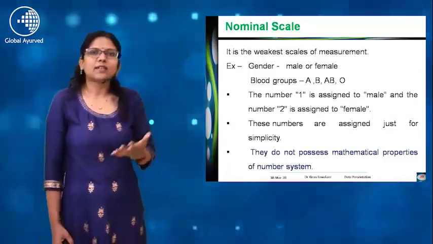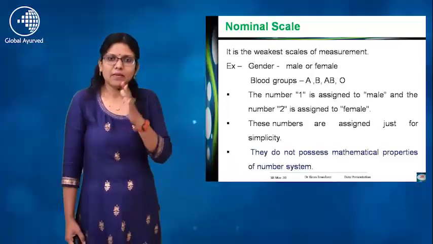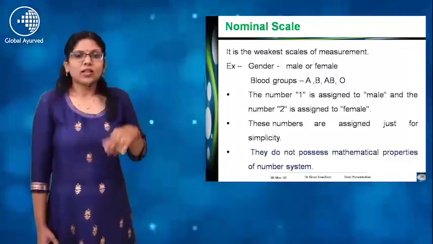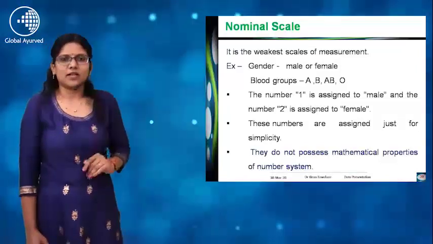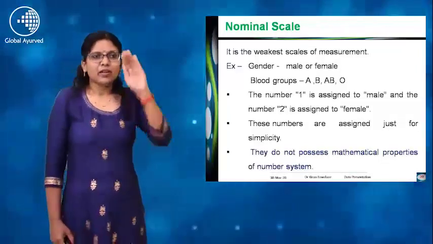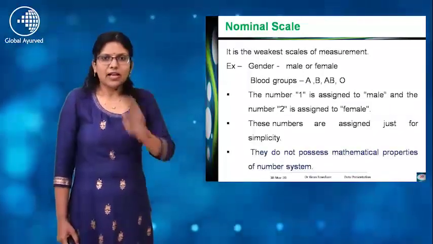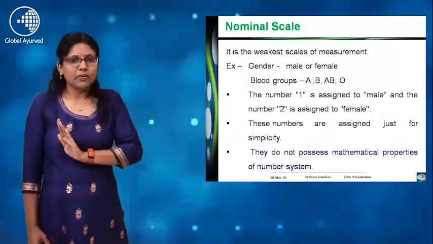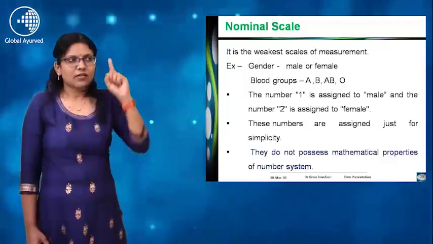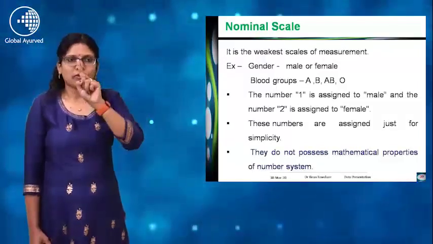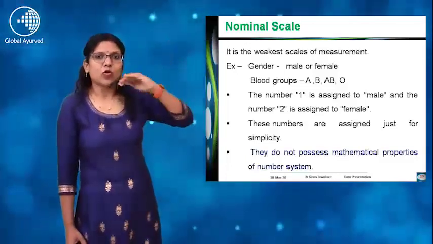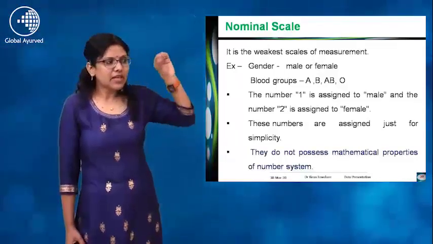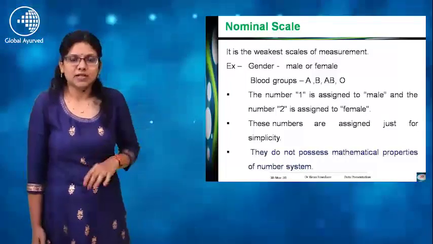Or we can take another example, blood group A, B, AB and O. The number one assigned to male and female is completely arbitrary. Means what we can say, in number one all male will lie and in number two all female will lie. But number one and number two is just given for our simplification, not to the male and not to the female. Means the number we give is totally, completely arbitrary.